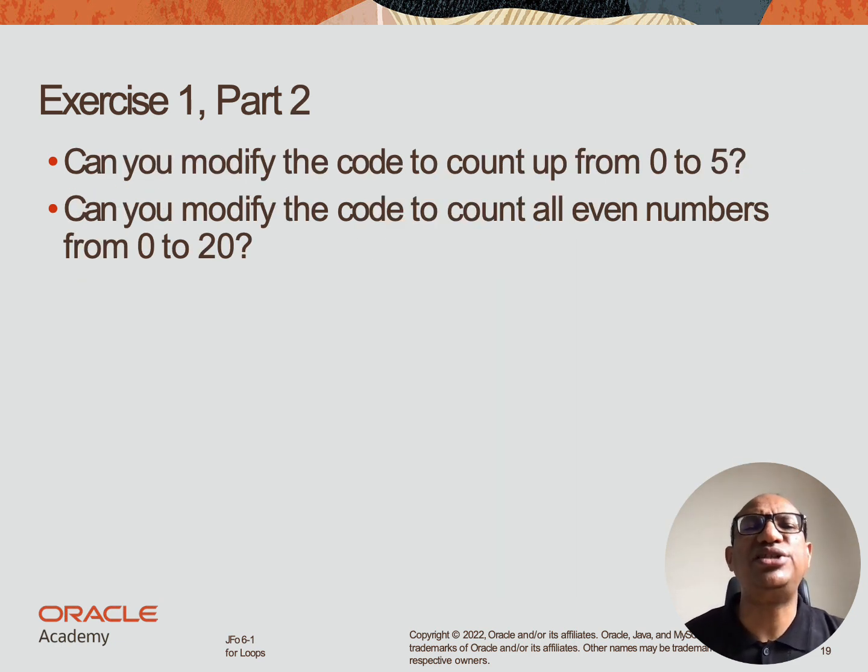In part 2, try changing the loop. Count up from 0 to 5, then try printing all even numbers from 0 to 20. You'll see how just tweaking the loop header changes the behavior entirely.